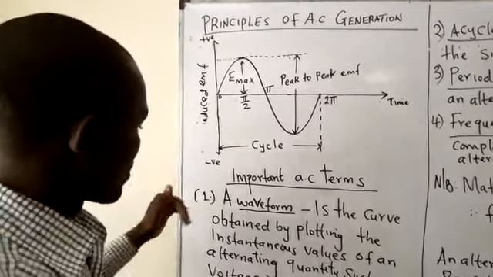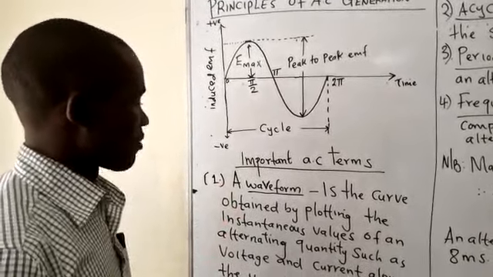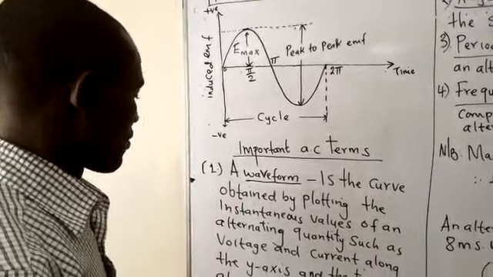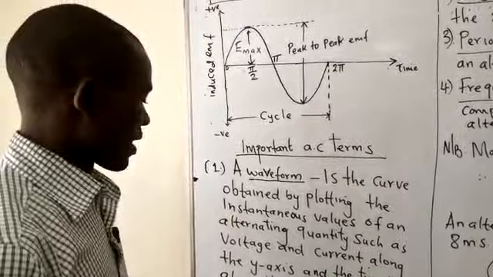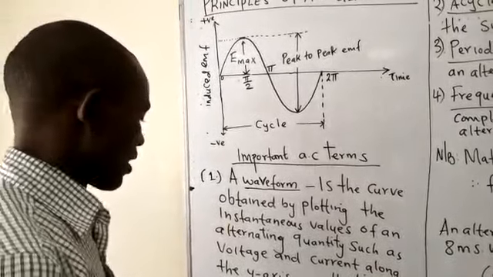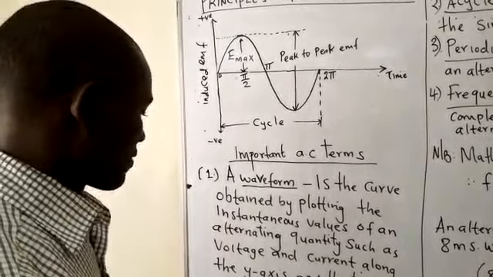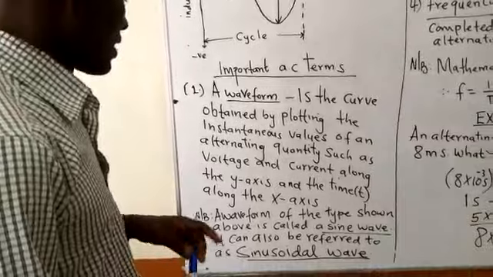So we will start from the first point. We define what a waveform is. A waveform is the curve obtained by plotting the instantaneous values of an alternating quantity such as voltage and current along the y-axis and the time along the x-axis. A waveform of the type shown above is called a sine wave. It can also be referred to as a sinusoidal wave.